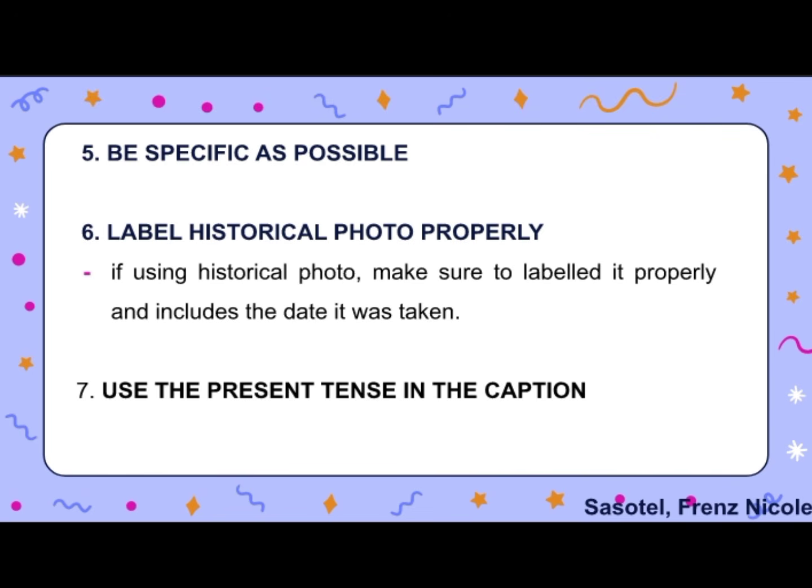If you're using a historical photo in your story, make sure it is labeled properly and includes the date. It is okay if you don't include the exact month or day, but at least include the exact year the photo was taken.